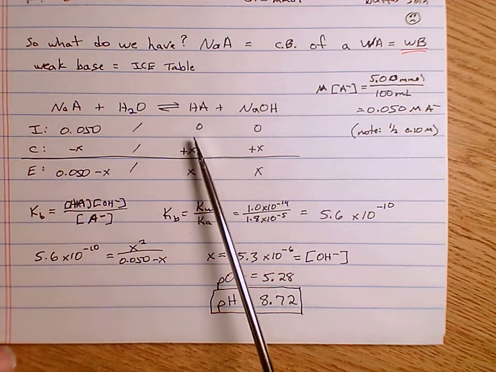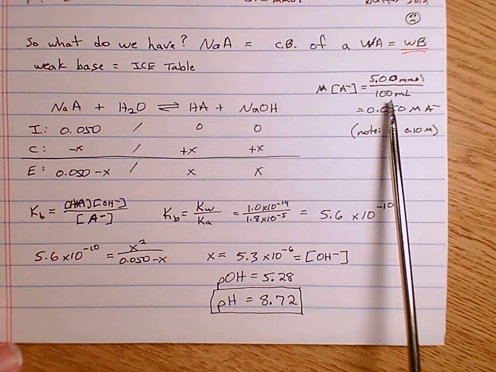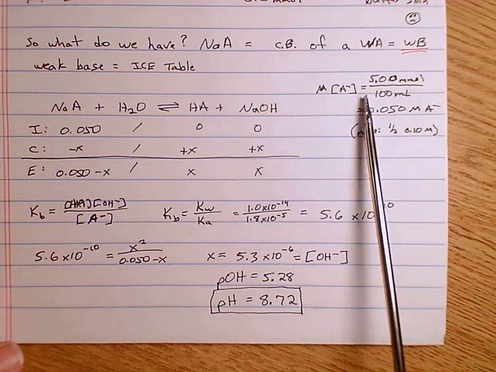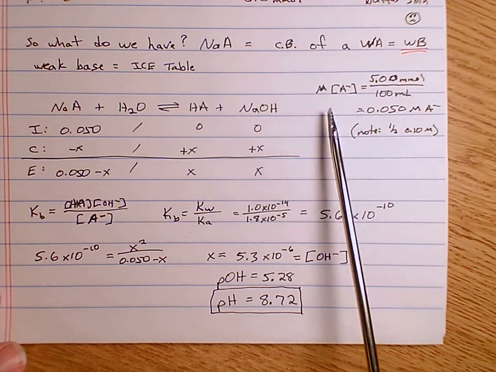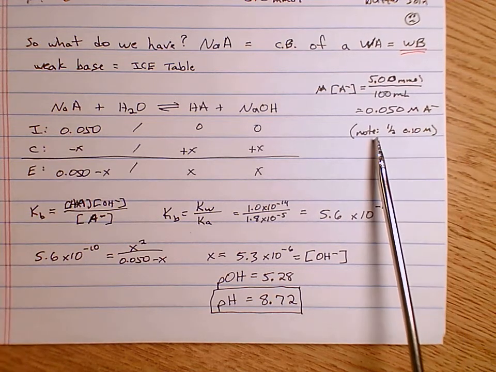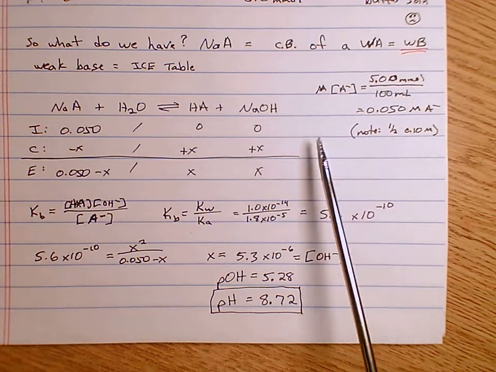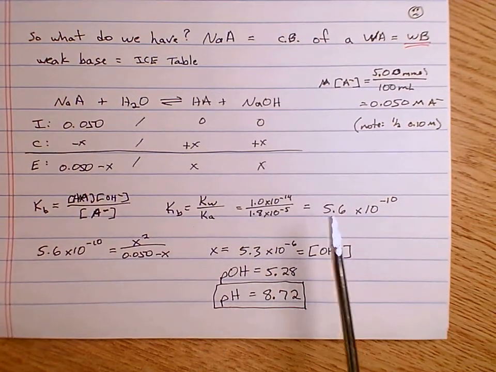All right. Note, this should make sense since we started with 50 milliliters of acid, added 50 milliliters of base. We've got 100 milliliters total. The concentration of A minus that's left over is half the concentration of our original amount of acid because the volume is doubled.